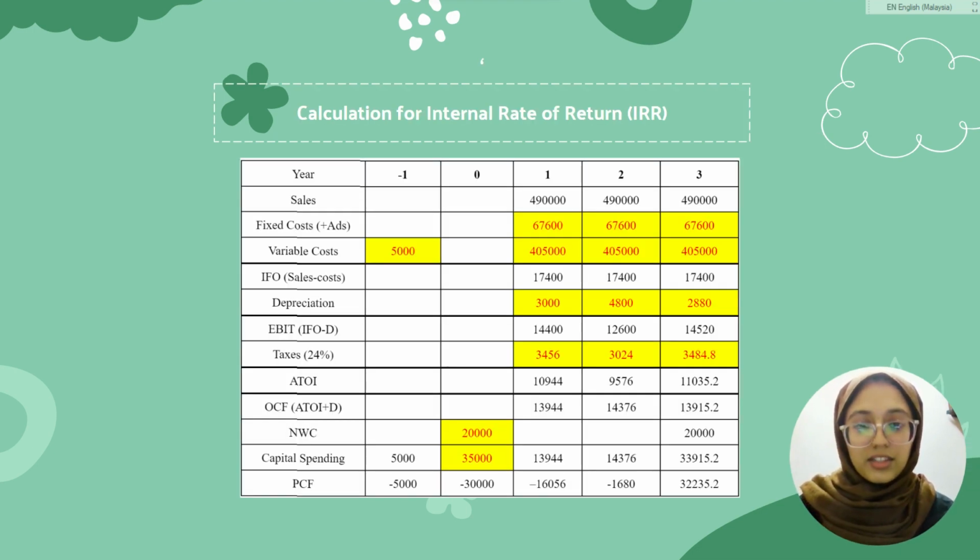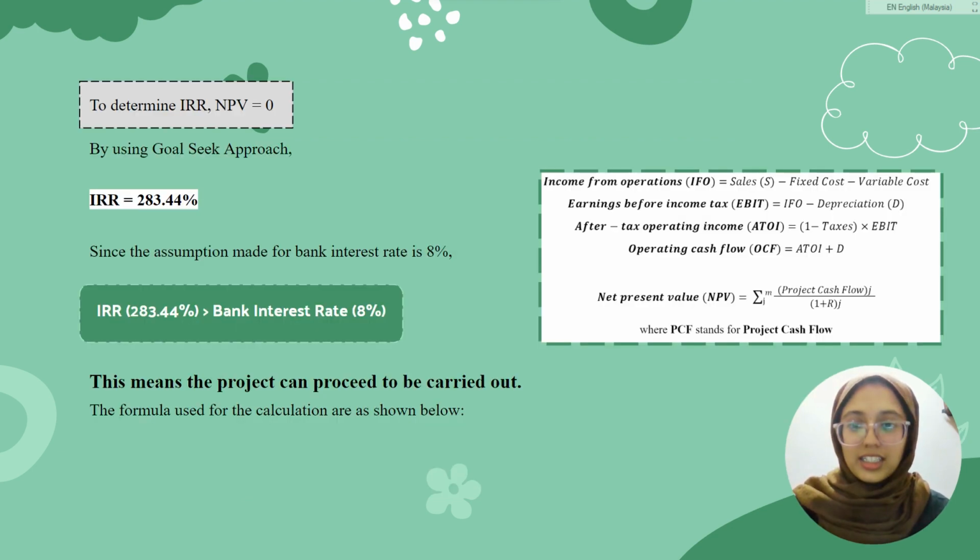The values in red indicate the negative cash flow. Next, we need to determine our IRR. To find the IRR, we need to set NPV equal to 0, and by using the goal-seek approach, we get our IRR as 283.44%. Since the assumption has been made that the bank interest rate is 8%, our IRR is higher than the bank interest rate, and this means that the project can proceed to be carried out as planned. So these are the formulas that we use to calculate the IRR.